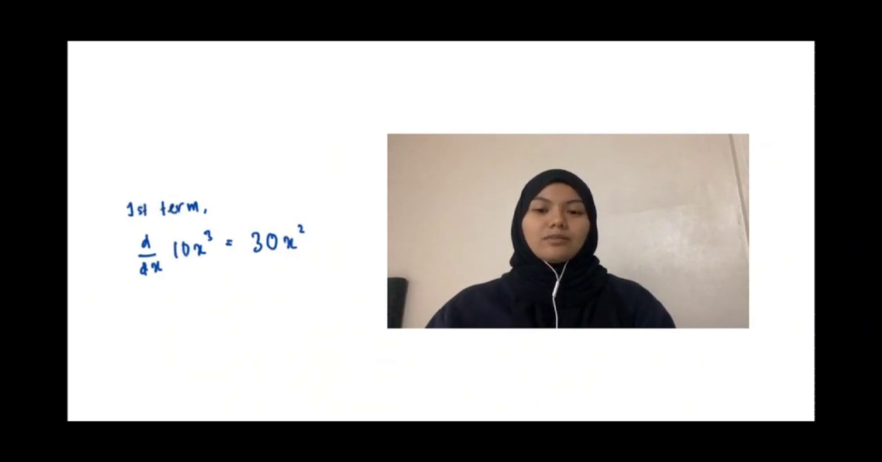So we have to use the power rule. Power will multiply with the coefficient of our base. So that means our 3 is actually our power, and then we will have to multiply it with 10. So we will get 30 cubed. And don't forget to minus 1 from 3, so we will get 30x squared.